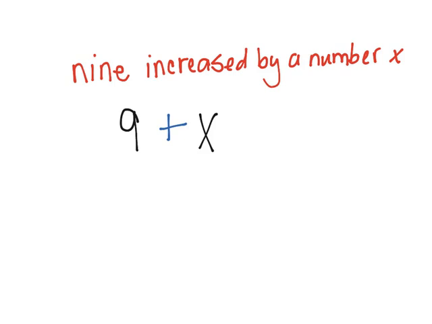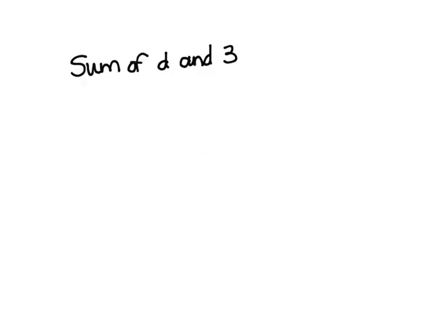Let's do another one. The next one says sum of d and 3. Well, what does sum mean? Sum means the answer to an addition problem, so we're going to add d and 3. So we'll just say d plus 3. Now you're always going to want to use your variables lowercase. Do not have capital letters, they're always lowercase.